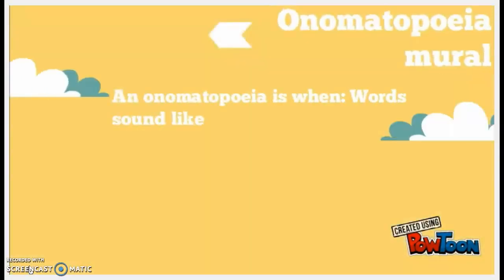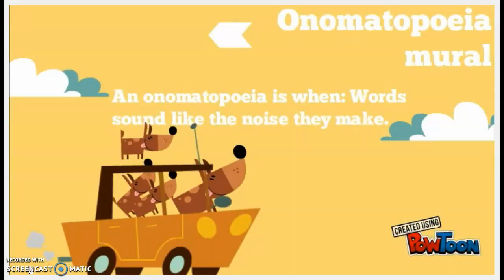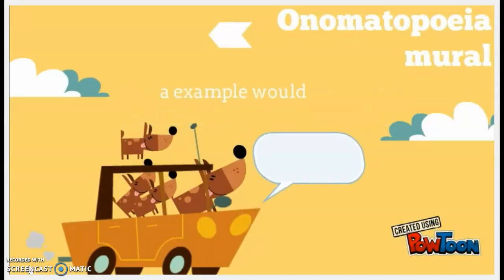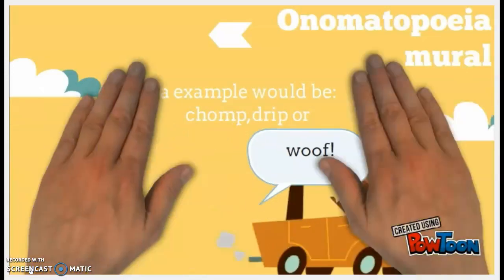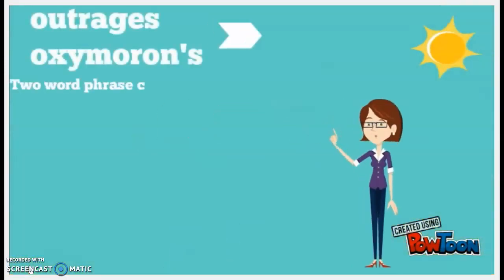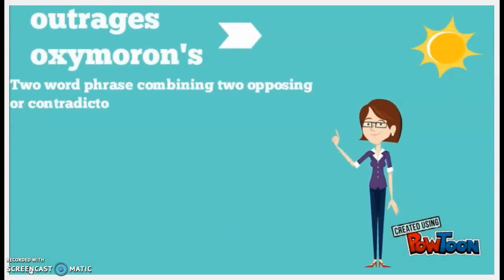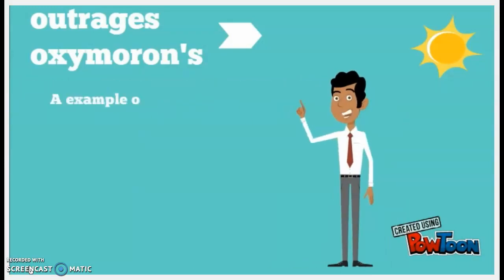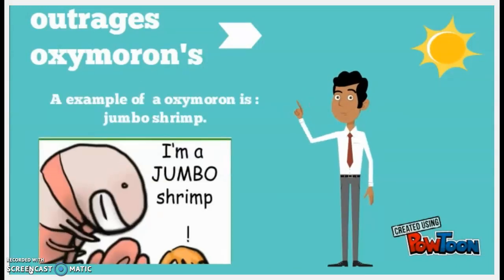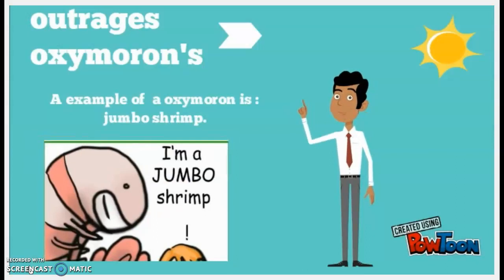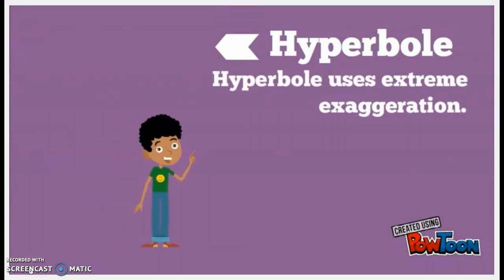Then we have onomatopoeia. This is one we see a lot in sound. This is a sound tool. So when a word means a sound like chomp or woof or drip, kind of creating that picture in your mind, you can hear it. Oxymorons are opposite ideas, like two things that mean the opposite of each other, like a jumbo shrimp, right? A jumbo means big, shrimp is something that's usually small.